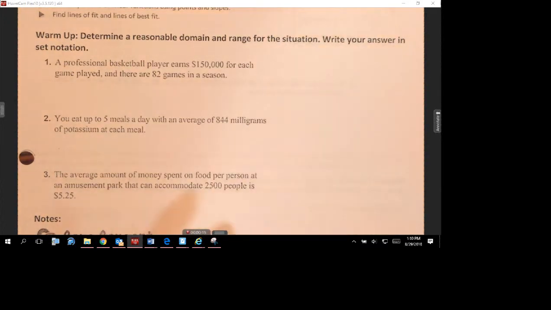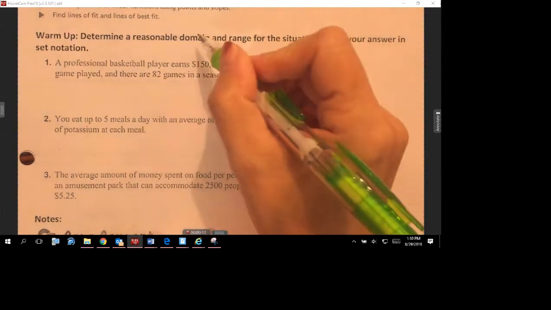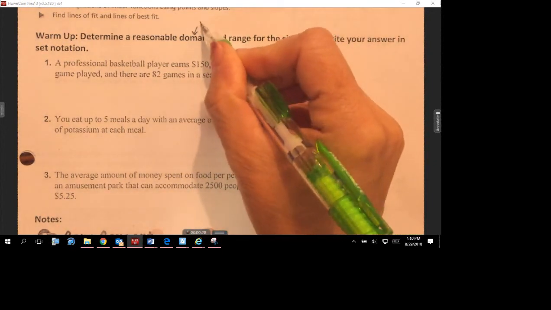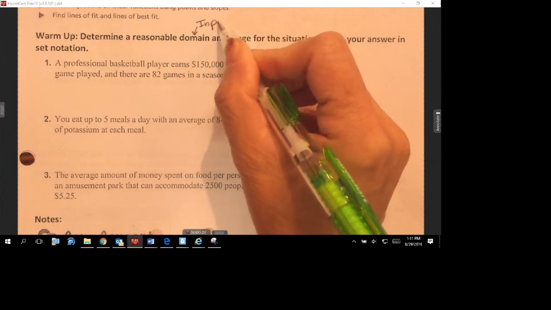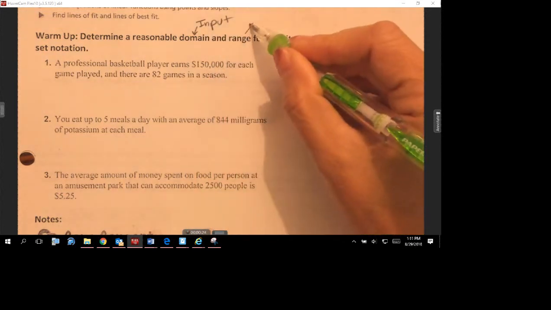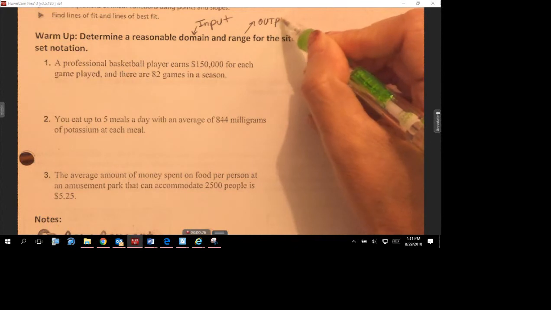So to set up a domain and range, the domain is the input values. Input. Range is the output.